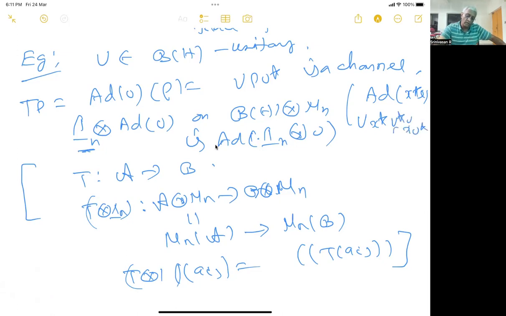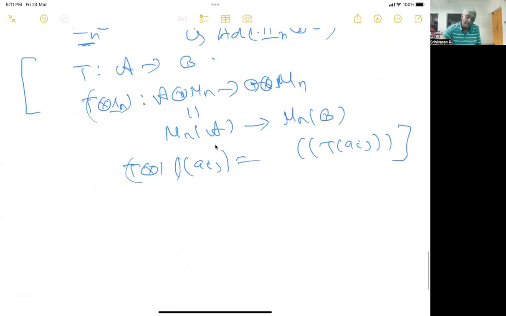Okay. Now this is something star something. So this is positive. The add map is a positive map. It takes a positive element to a positive element. So for one unitary U, the add U is positive. I mean, add U is completely positive. That's clear, right?